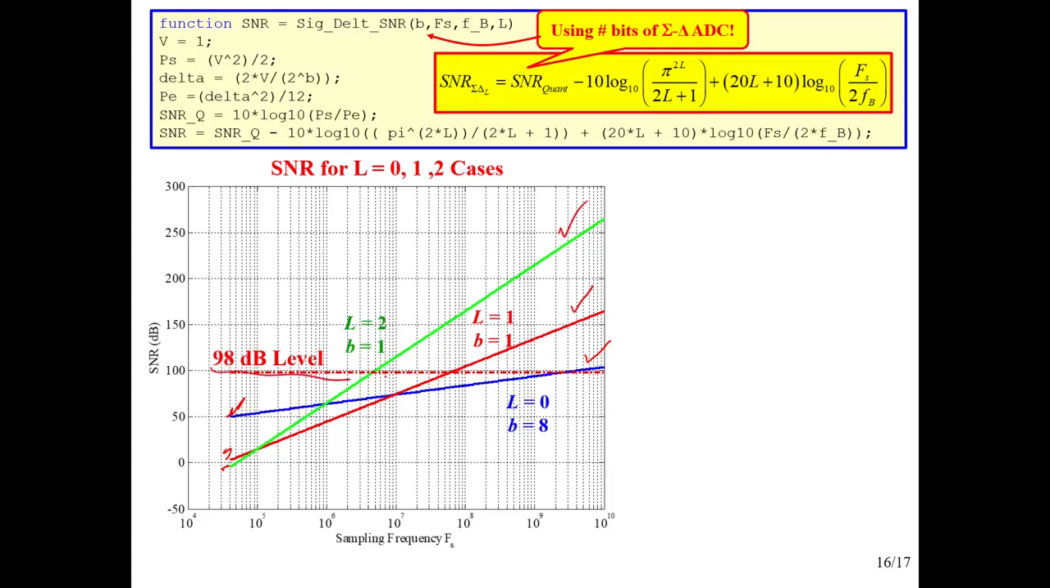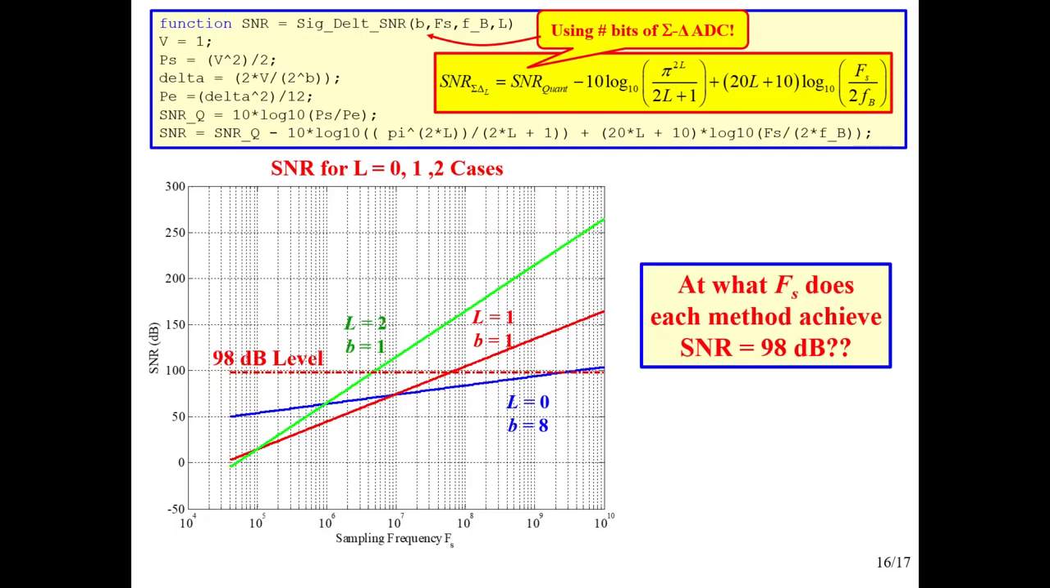I've drawn a horizontal line at my target 98 dB level. Now let's look to see what I need. The question is, at what sampling rate does each of these 3 methods achieve my target 98 dB? Well, let's look at the just simple oversampling starting with 8 bits. I have to go all the way out here to hit that. We saw that already. That was the 2.6 gigahertz that we saw for that example way back then.